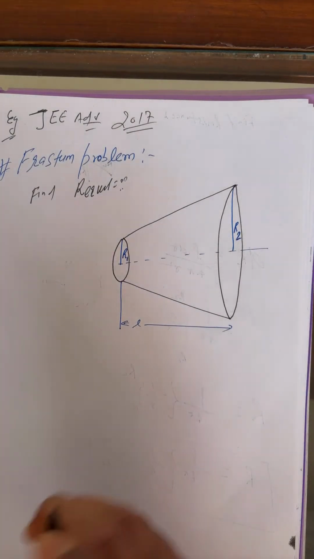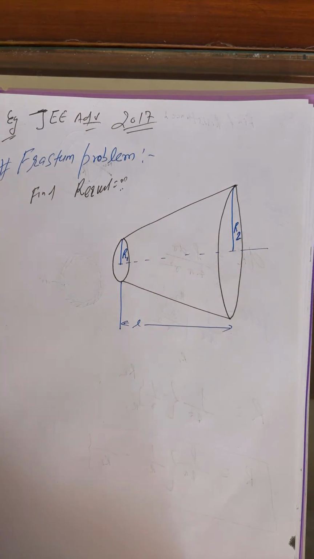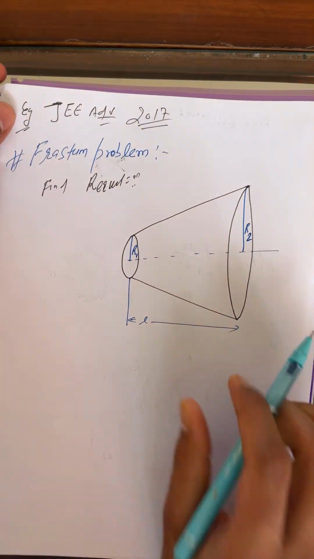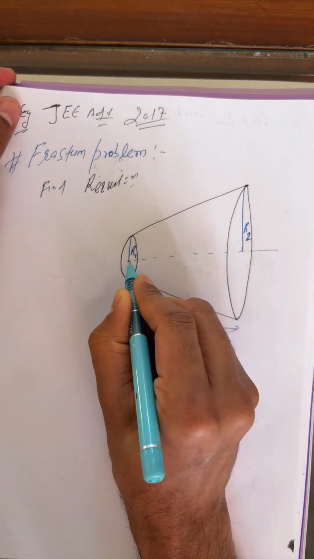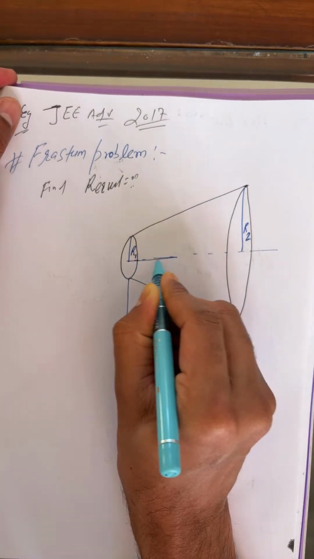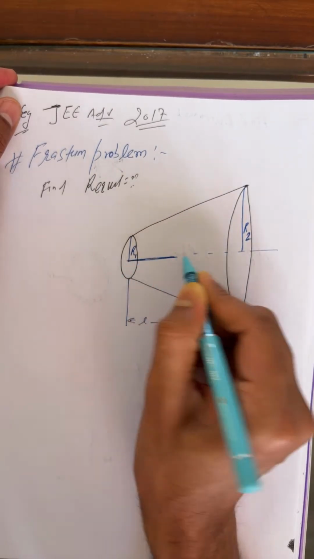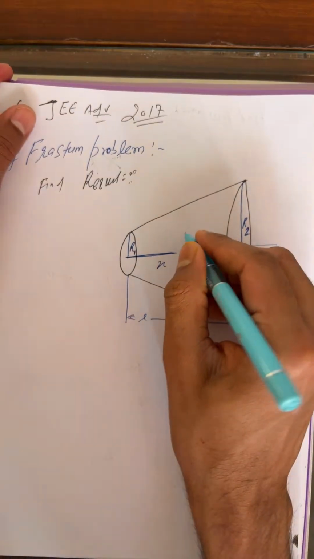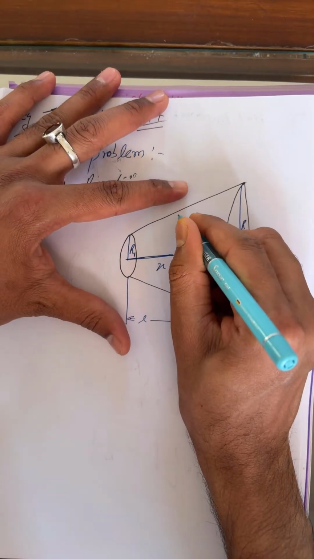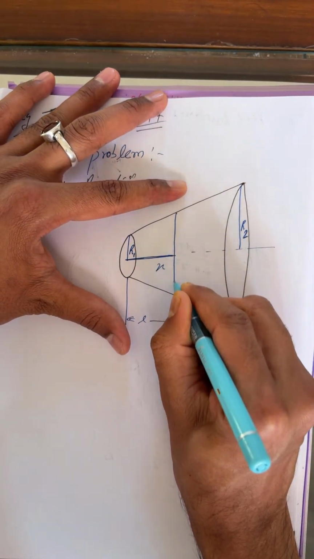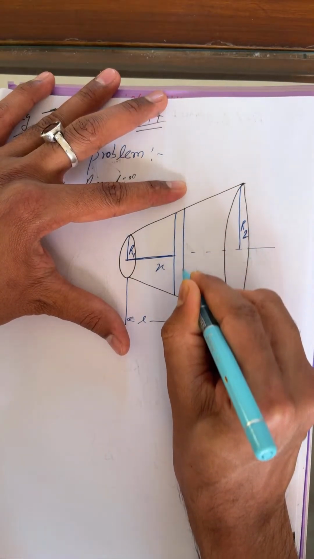Now, beta, see, I'm doing it; you do also. What's the basic point? We have to move x. You have to move x and take an element dx.